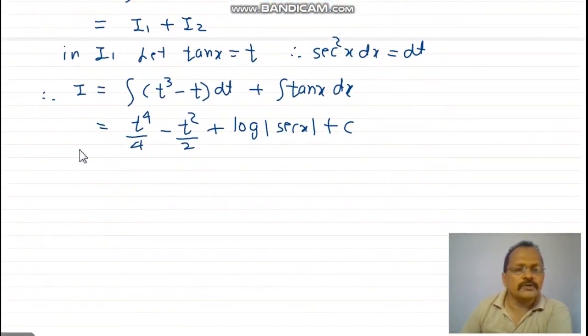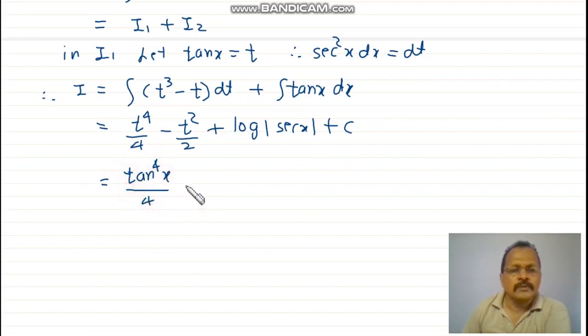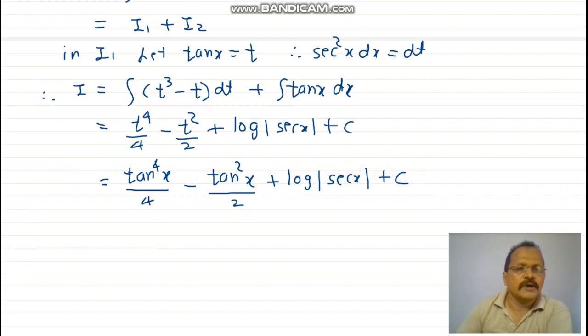But t is equal to tan x, so this is tan raised to 4x upon 4 minus tan square x upon 2 plus log mod sec x plus c. Highlight the final answer.